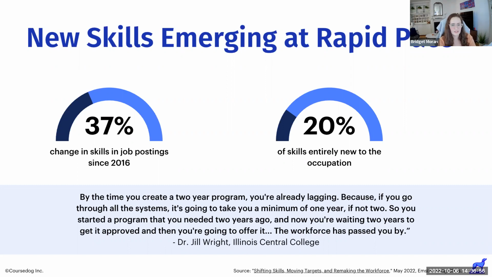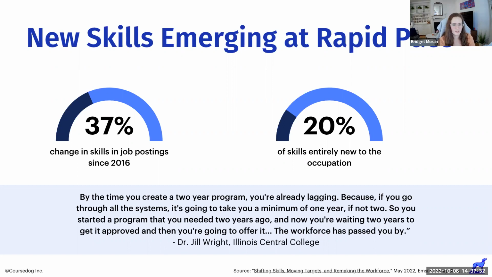Lightcast found in their analysis that since 2016, there was a 37% change in skills in job postings. So this means that about a third of any given job posting looks different than it did 5 to 6 years ago. They also found that 20%, or 1 in 5 skills listed in job postings, were entirely new to the job posting compared to the same one in 2016. This rate of change is pretty interesting when you think about how programs and courses are or maybe aren't changed within the same time period.